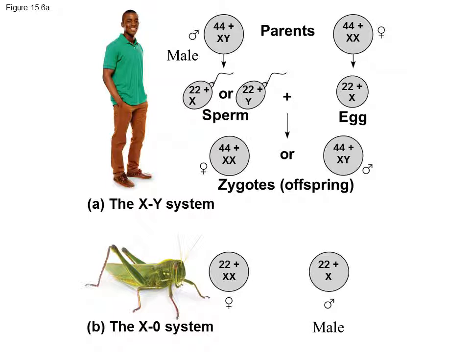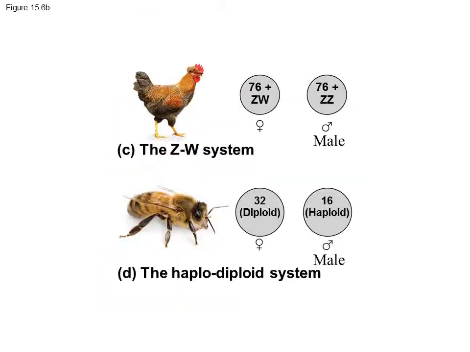If you're going to study grasshoppers, you will look at the XO system. If you were to study chickens, you will look at the ZW system. And if you looked into bees and pollination, you will study the haploid-diploid system.